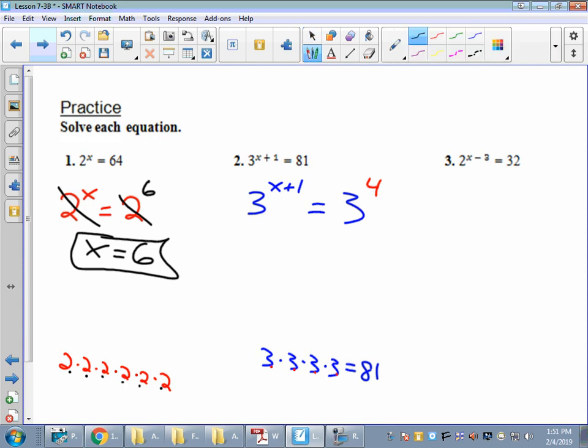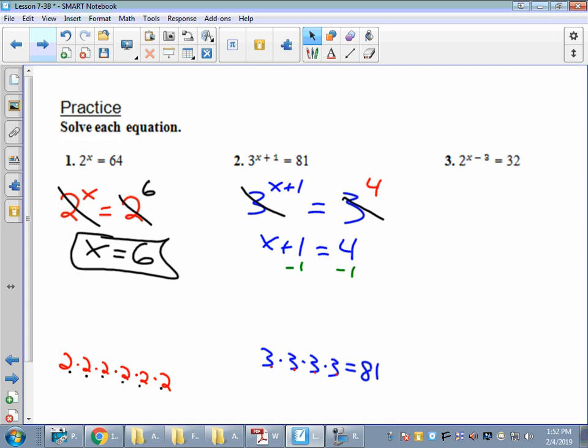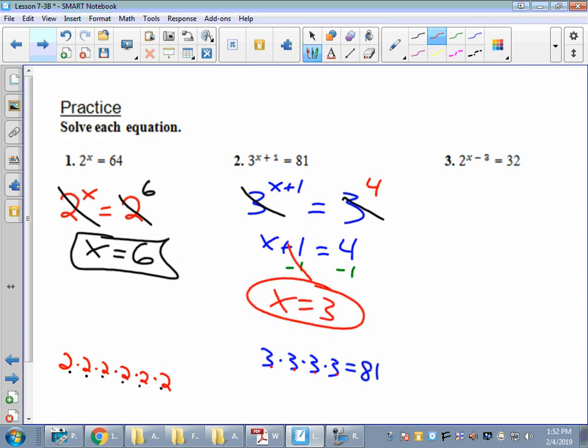Again, here I can get rid of the base numbers and just focus on the exponents now. So now I've got x plus 1 equals 4. I can set the exponents equal to each other. And I'm pretty sure with all the work you've done in solving equations, you know that this would be x equals 3. A lot of 3's in that problem, a lot of 3's today. But in that case, you had to do a little bit of solving.